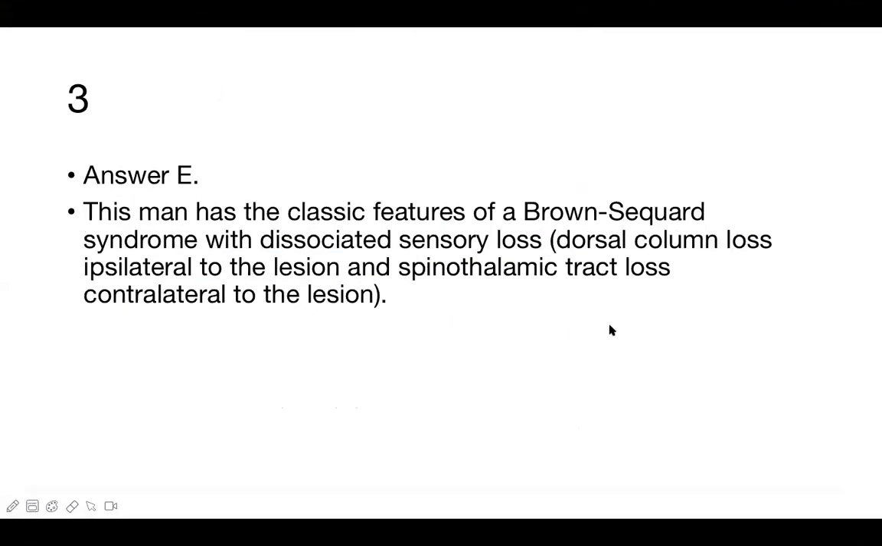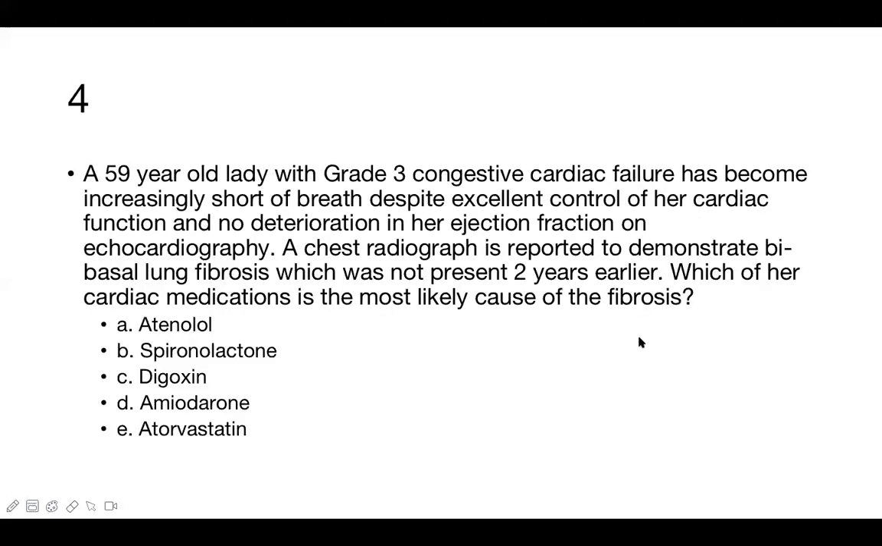Now let me show you the answer, because I'm recording a video here. The answer is E. This man has the classical features of Brown-Sequard syndrome, which is also known as hemisection of the spinal cord, and it has a feature of dissociated sensory loss, that is dorsal column loss ipsilateral to the lesion and spinothalamic tract loss contralateral to the lesion. Don't forget, this type of question is a very favorite of the examiner. Let's go to case number 4.